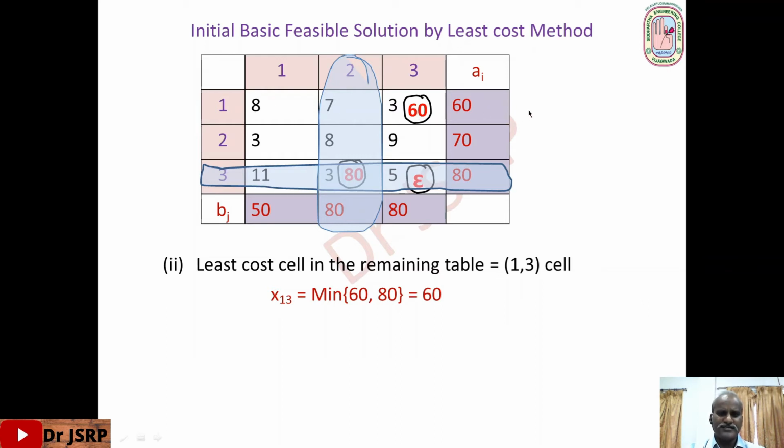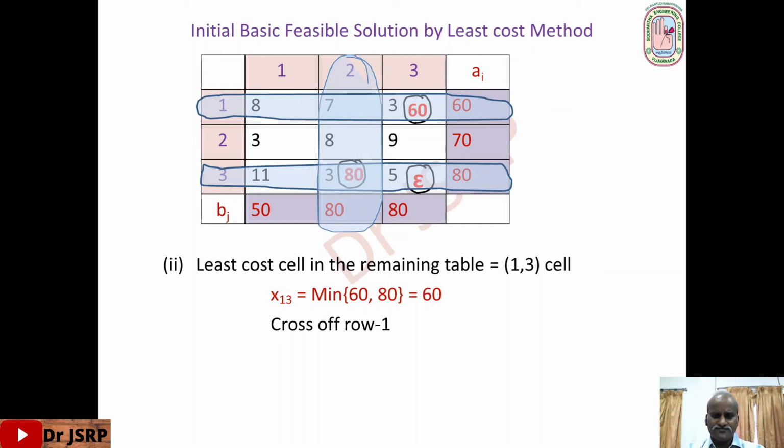That means row constraint is satisfied. That is first origin constraint is satisfied. So cross off row 1. So circle row 1. That means eliminate row 1 from the table. Right. At third destination, total required amount 80 units. Out of 80, 60 are transported from first origin. Still, some amount is required at third destination. Out of 80, 60 are obtained. So 80 minus 60, 20. So still 20 units are required at third destination.